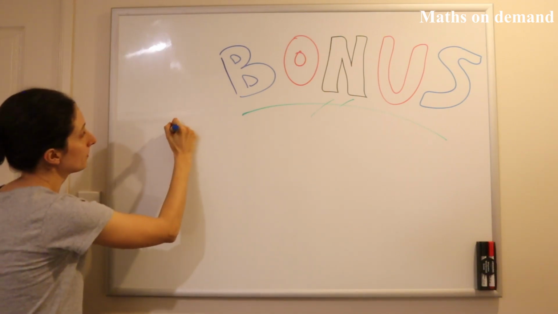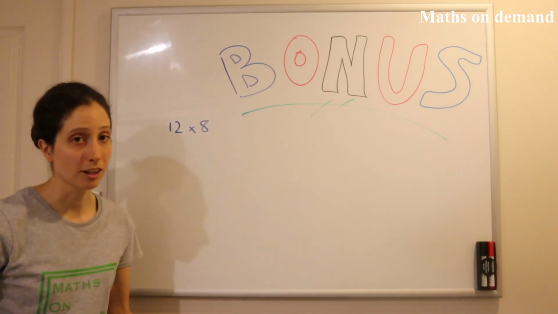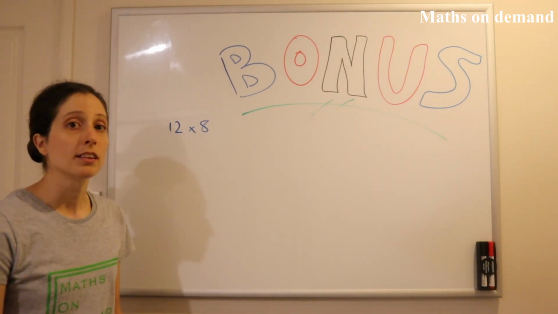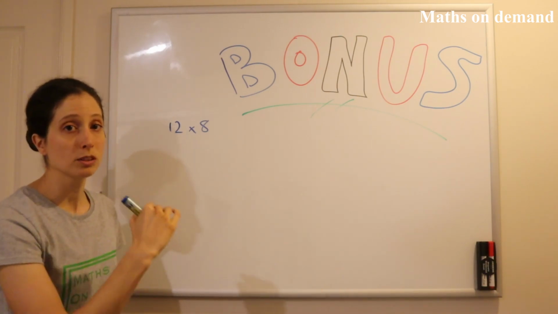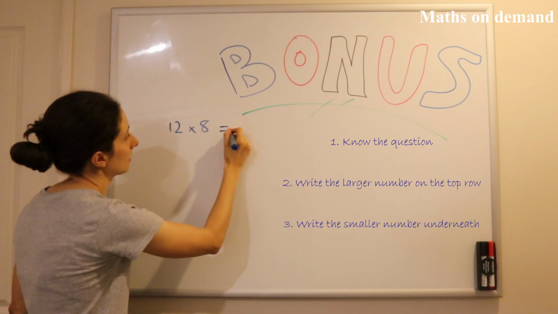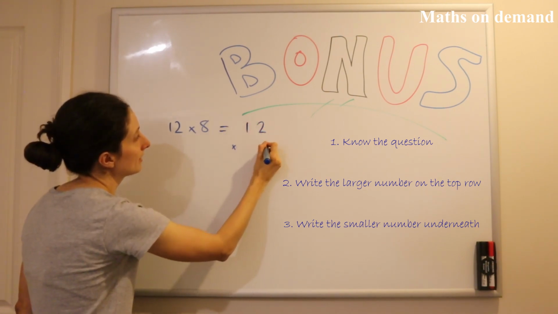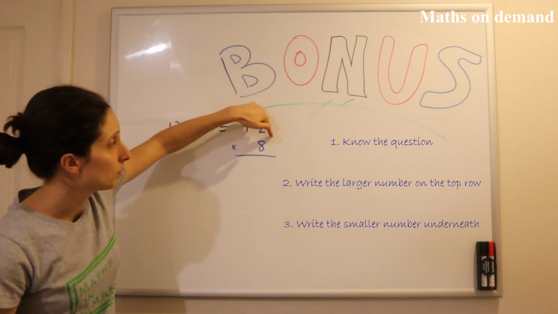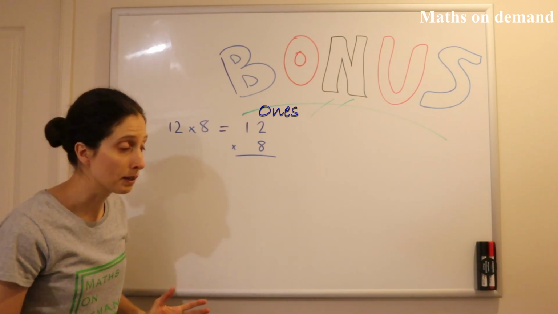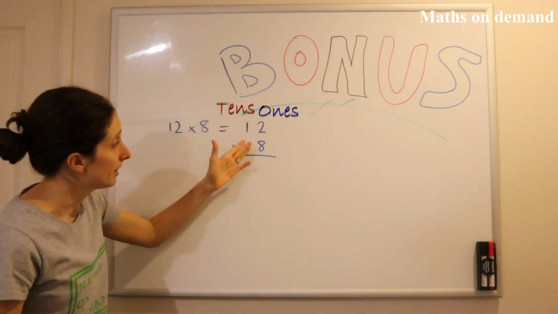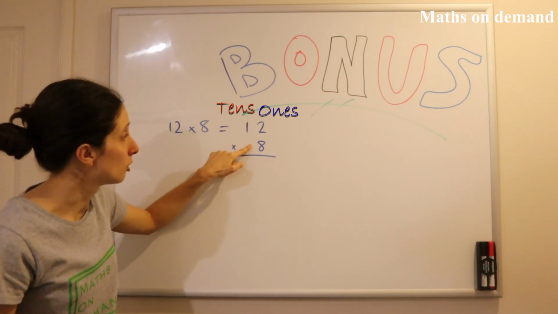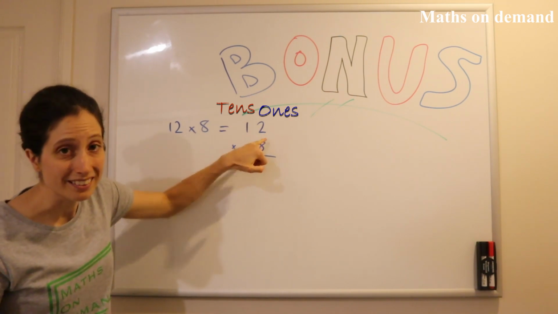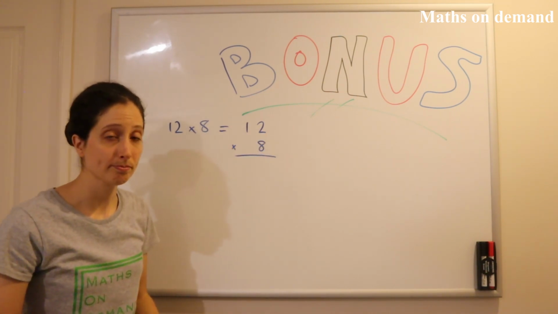First, we need to know what our question is, 12 times 8. Then we need to write our multiplication with the larger number on the top row and the smaller number underneath. Now, make sure that the numbers in the ones column, 2 and 8, line up. And if you have tens, they line up too. Now, there's 0 tens in the number 8, so we just have 8 on our bottom row, and we have 1 ten and 2 ones to make 12 on our top row.